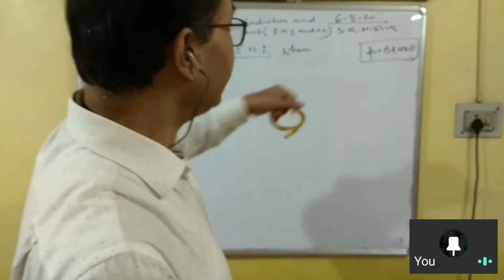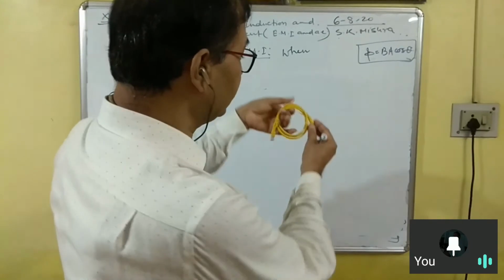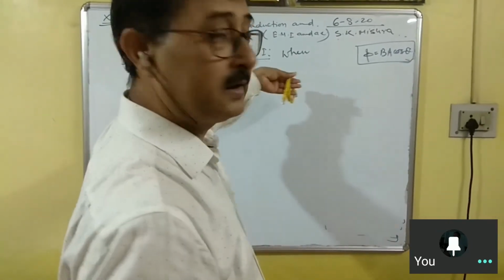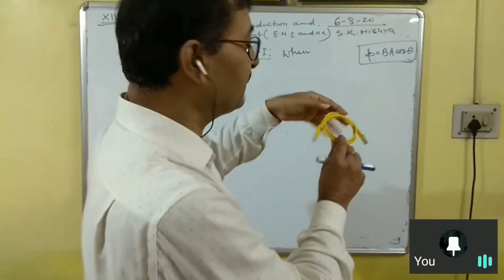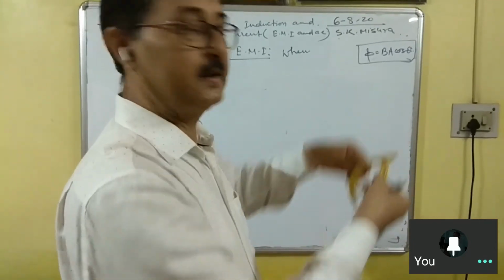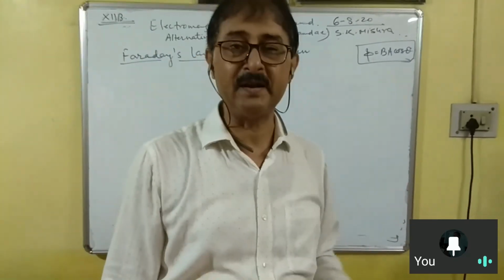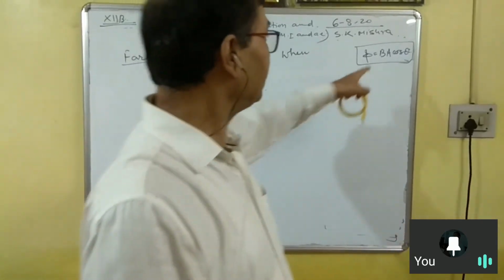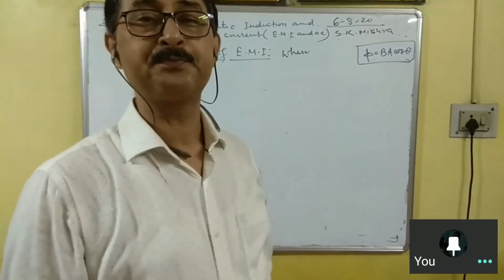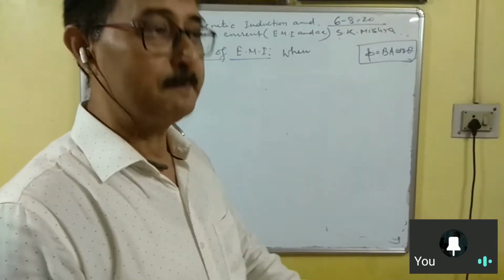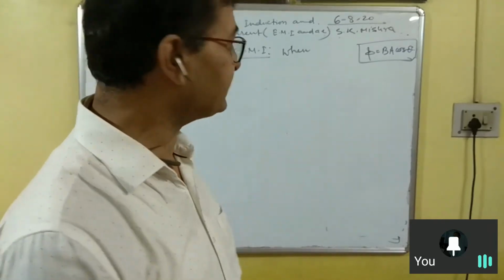Another way to change phi is to change A, the area of the coil. If you have a coil whose area keeps on changing, you can increase or decrease the area, and in that case also the change in area will bring a change in phi. And if you rotate the coil in a magnetic field, then theta will change. Theta is the angle between magnetic field and area vector. If that angle keeps on changing, then phi will also change. And whenever there is a change in magnetic flux, an induced EMF is produced. This is the basic theory.